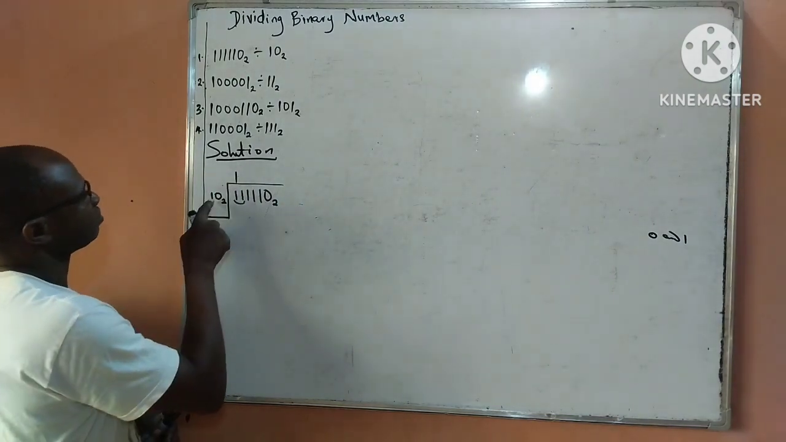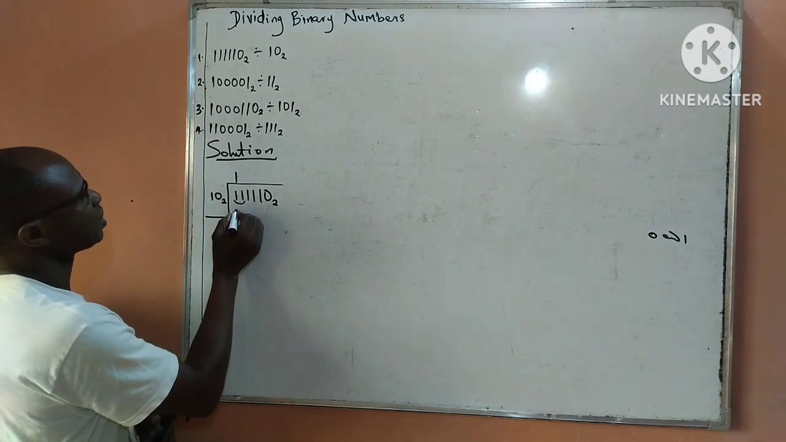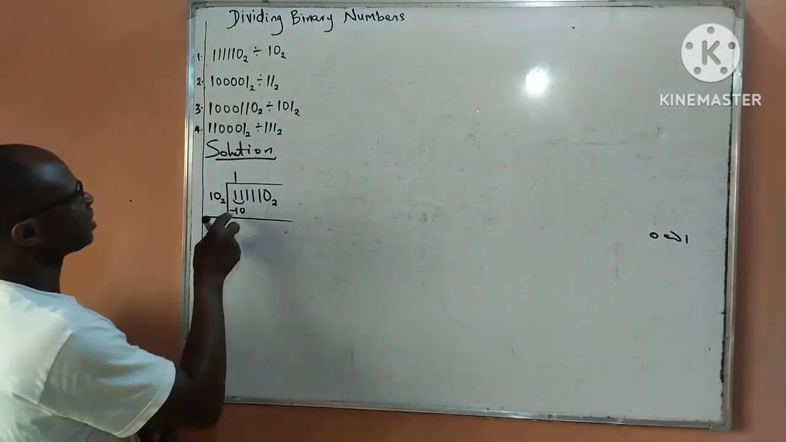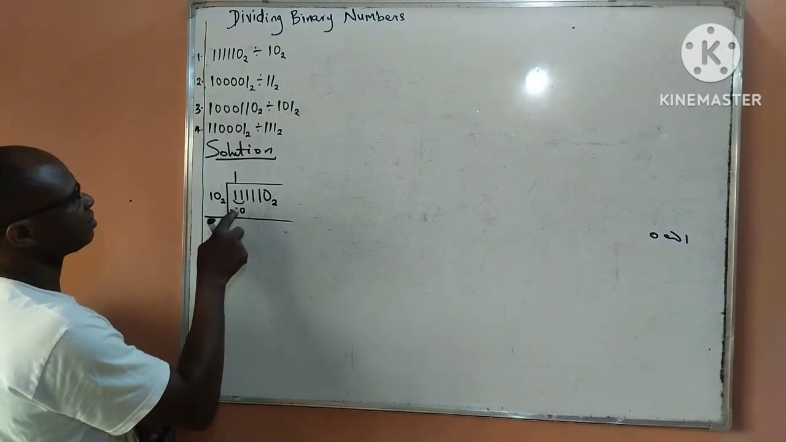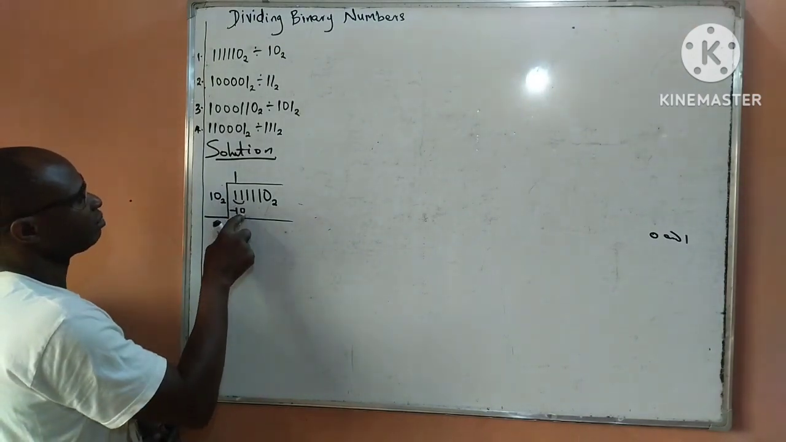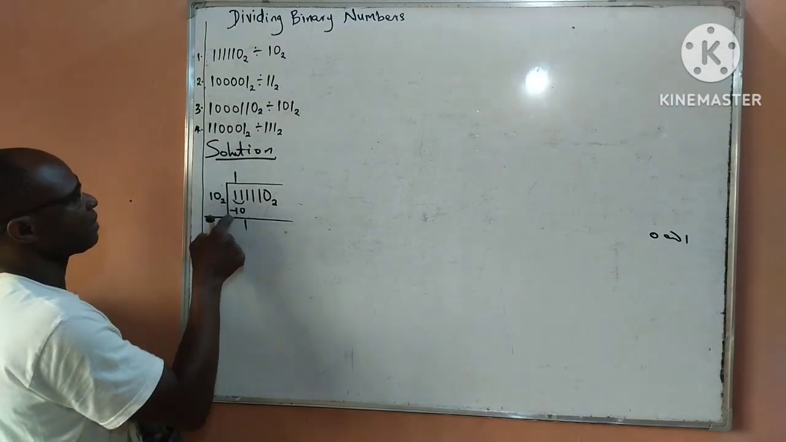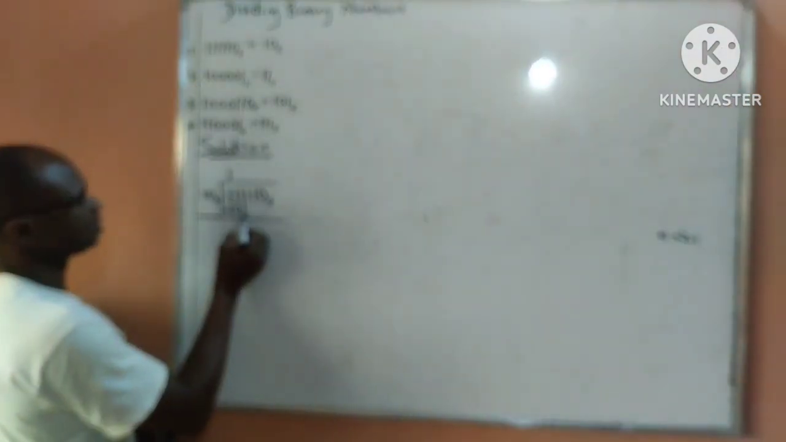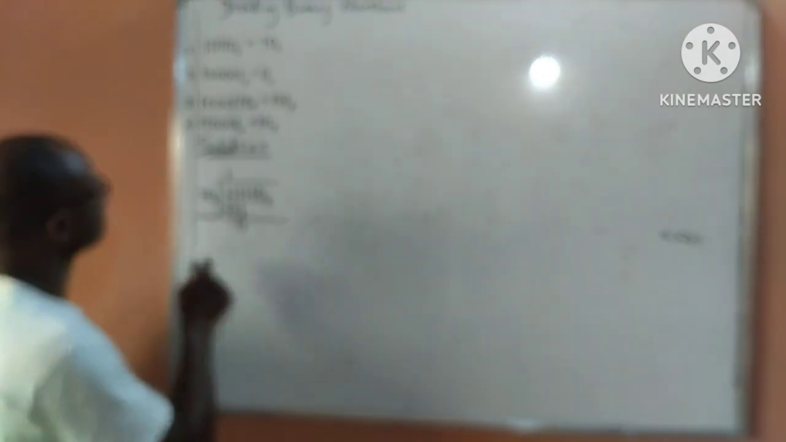So, 1 multiply 10 will give us 10. Subtracting: 1 minus 0 is 1 and 1 minus 1 is 0. Therefore, I will bring down this 1 to get 11.